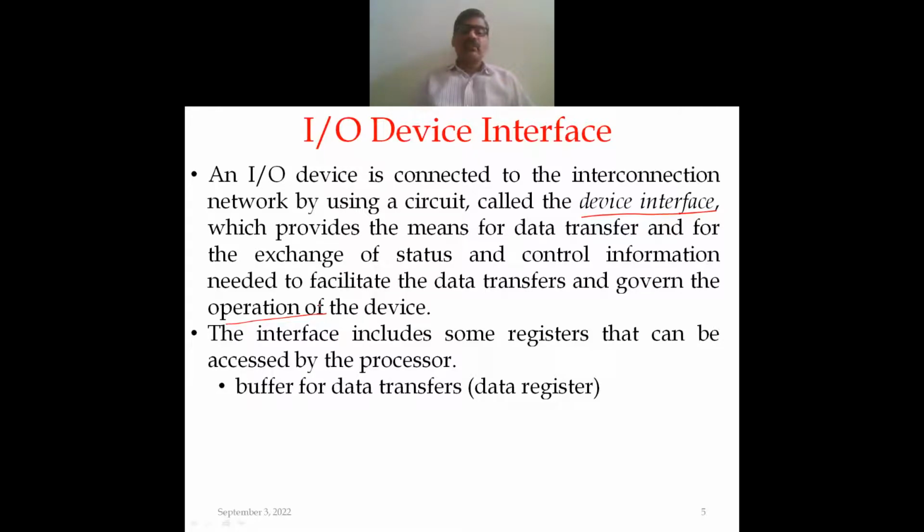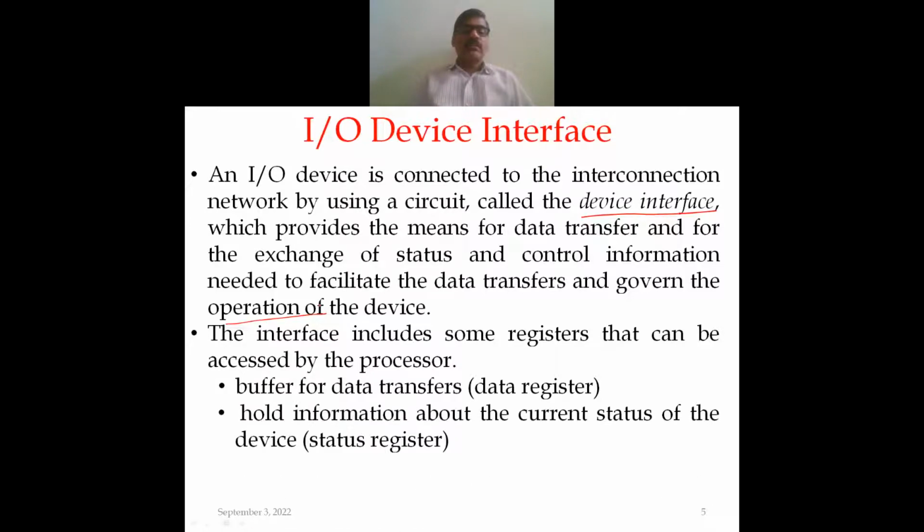First, a buffer for data transfers, which we call the data register. Then a register which holds information about the current status of the device, called the status register. So we have the data register and the status register. The data register holds the data which we need to transfer, and the status register holds the current status of that particular device.